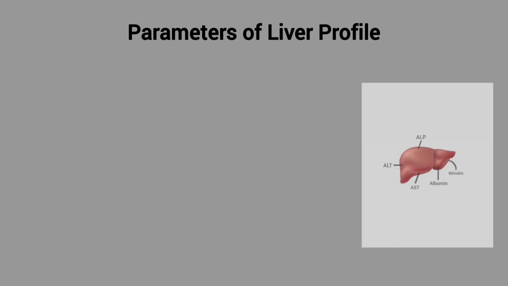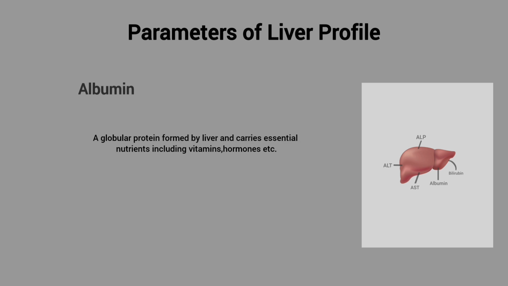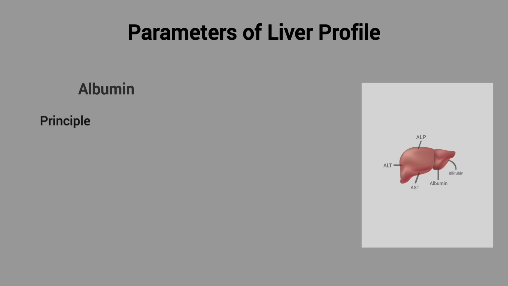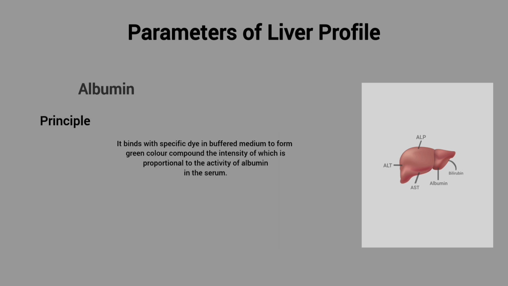And then there is liver protein albumin, which is a globular protein formed by liver and carries essential nutrients including vitamins, hormones, etc. Its normal range is 3.4 to 5.4 gram per deciliter. Its principle is that it binds with specific dye in buffered medium to form green color compound, the intensity of which is proportional to the activity of albumin in the serum.